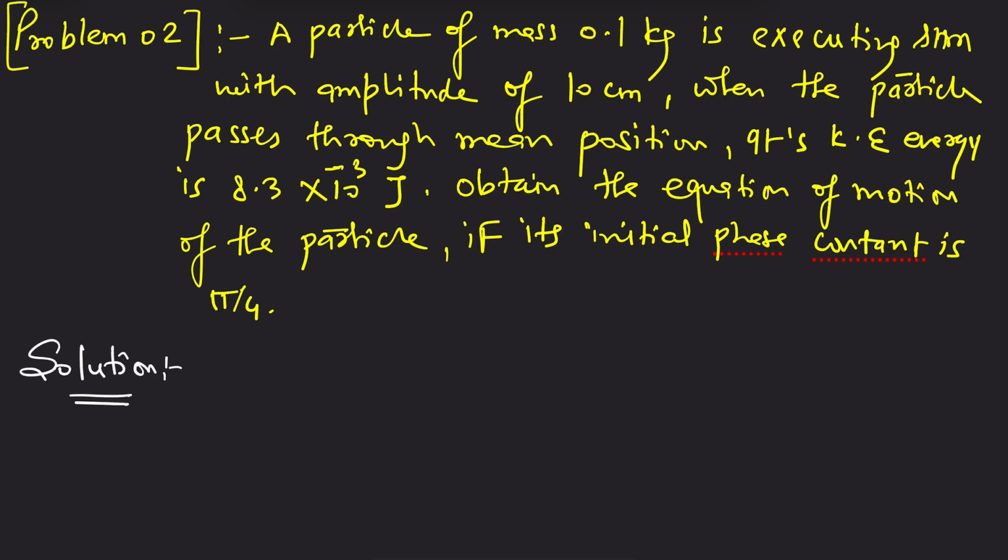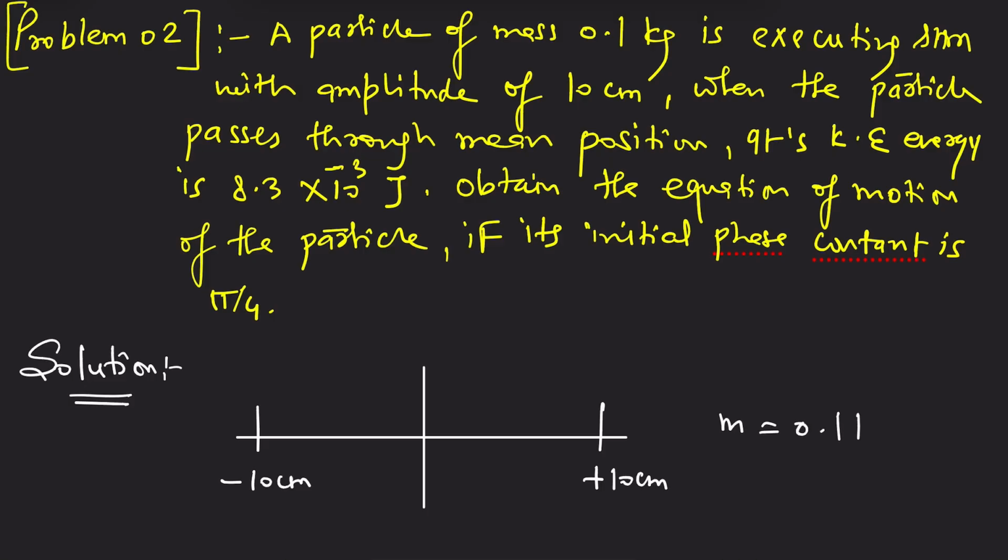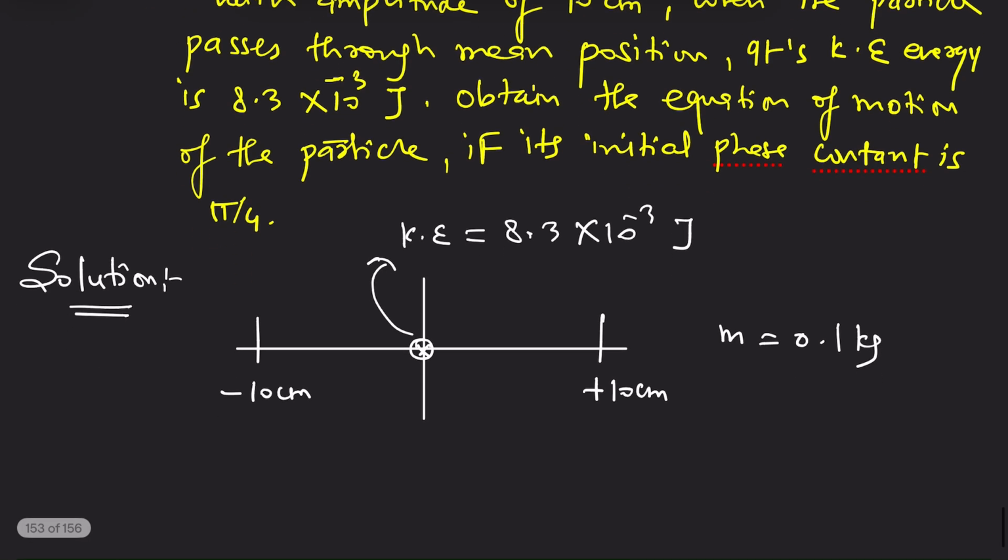The question says that a particle of mass 0.1 kg is executing SHM with the amplitude of 10 centimeter. Let me make the figure first for you. Let's say this is plus 10 centimeter, and this is minus 10 centimeter, and the mass is given as 0.1 kg. When the particle passes through the mean position, its kinetic energy is given as 8.3 into 10 to power minus 3 joule. Obtain the equation of motion of the particle if its initial phase constant is pi by 4.